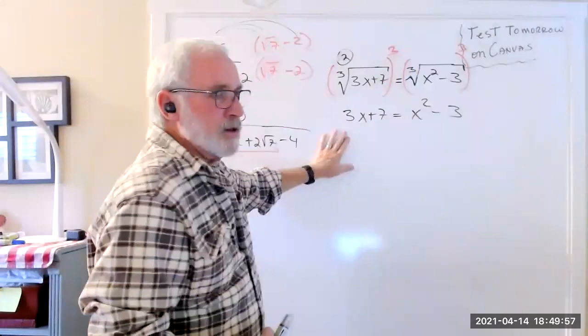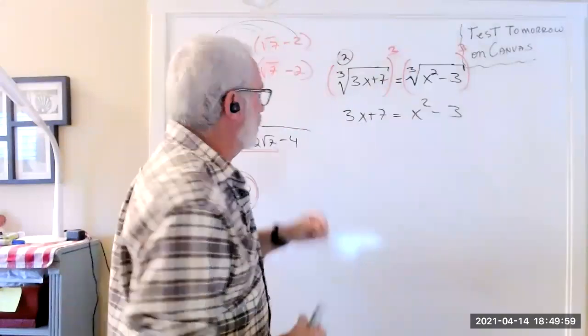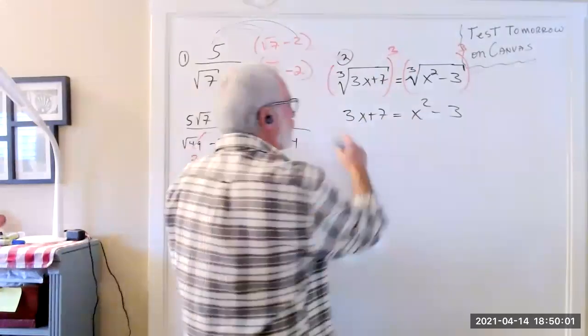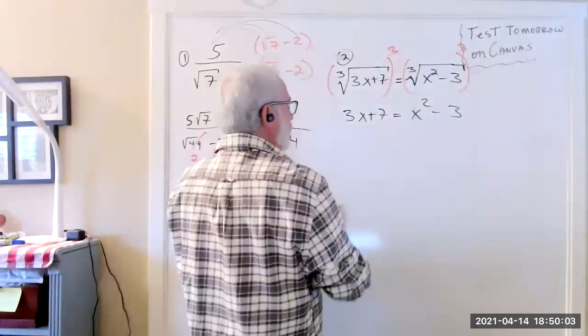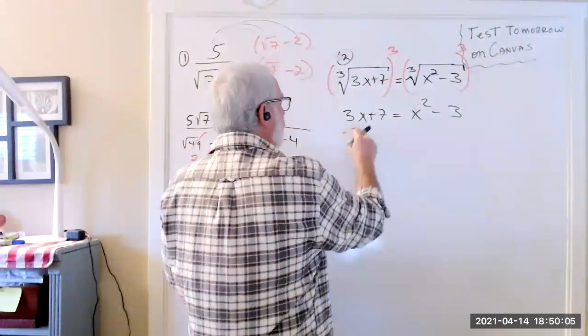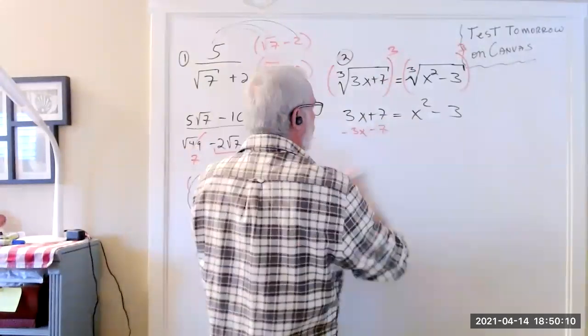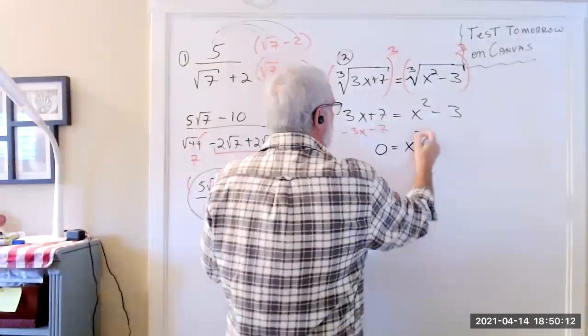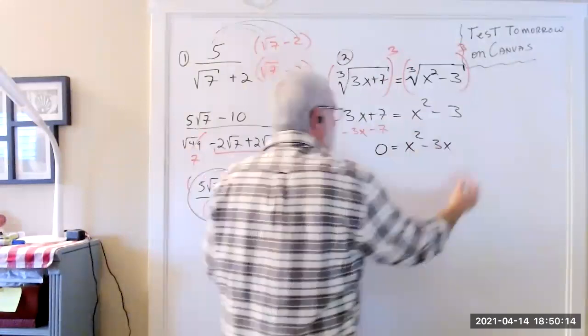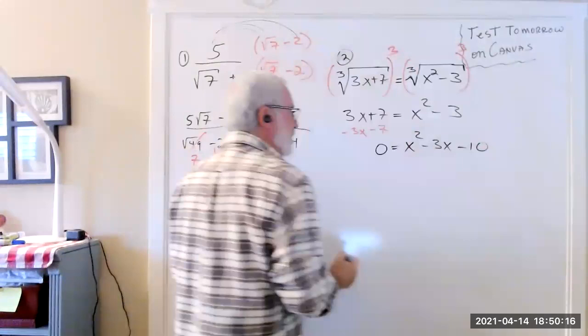Okay. So this one, because it's a square, we make it equal 0. So we take away 3x from this side, take away 7. We get 0 equals x squared minus 3x minus 10. Take away 3x, take away 7, whatever.